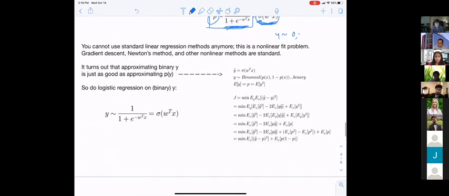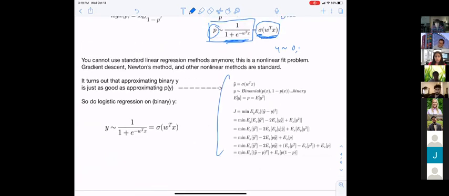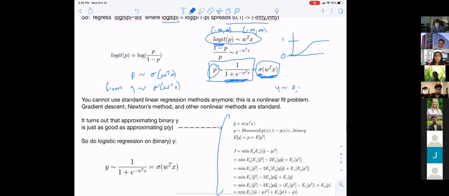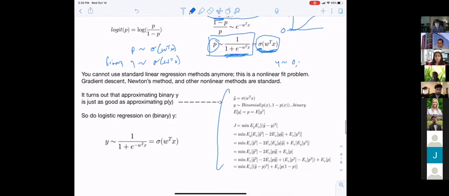But it turns out, and I put the proof down here, that it doesn't matter. If you do the regression of p on the sigmoid function of w transpose x, or the regression of y where y is binary, you'll get the same answer. If you minimize the mean squared error, you'll get the same answer for w. This is a nonlinear regression. You can't solve that using linear methods. You require a nonlinear method, including neural network methods. Backpropagation will solve this. There's a variety of methods.